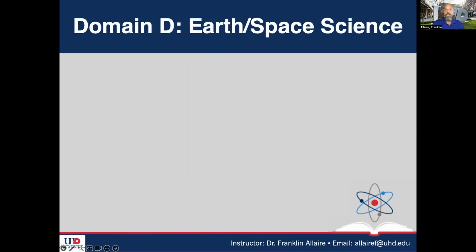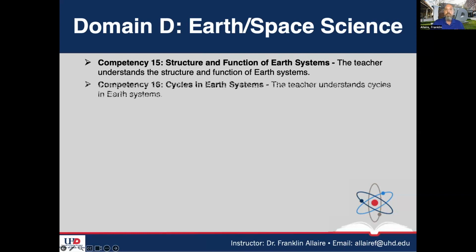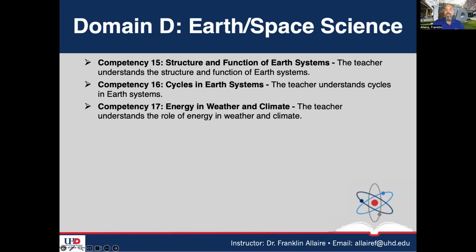Last but certainly not least, we come to Domain D, the earth and space sciences. Competency 15 says the teacher understands the structure and function of Earth systems. Competency 16 says the teacher understands cycles in Earth systems. Competency 17 says the teacher understands the role of energy in weather and climate.